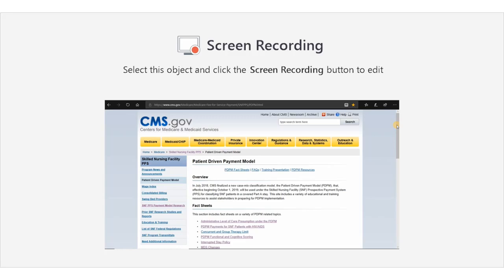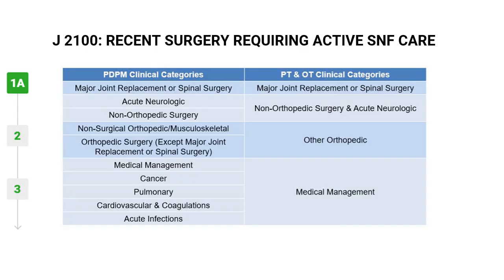The PDPM mapping tool includes the ICD-10 code, description, the default PDPM clinical category, and whether the resident had a major procedure during the prior inpatient stay that impacts the skilled nursing facility care plan. Some ICD-10 codes can map to a different PDPM clinical category from the default PDPM clinical category depending on a patient's prior inpatient procedure history.